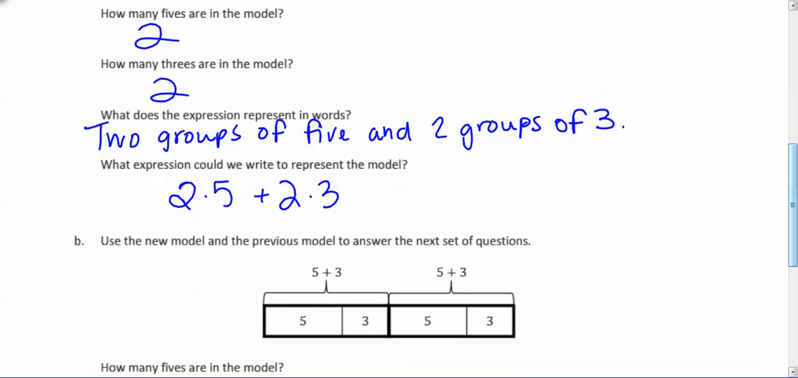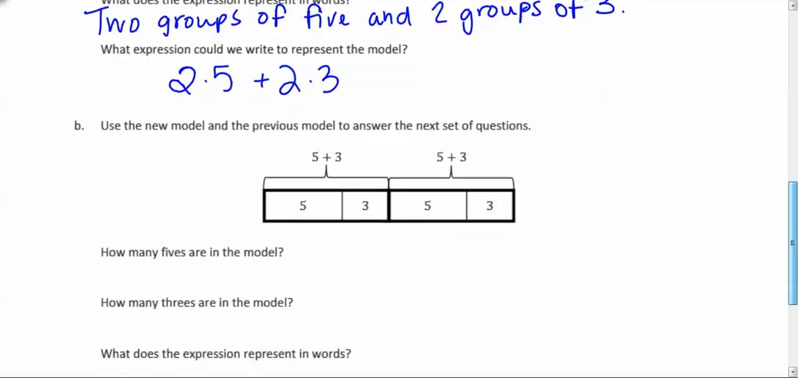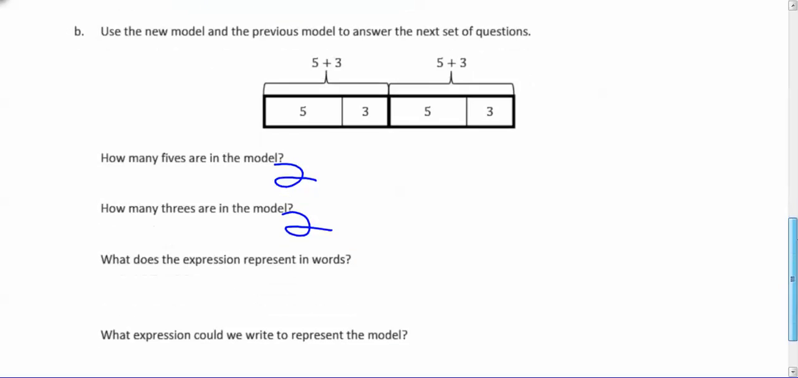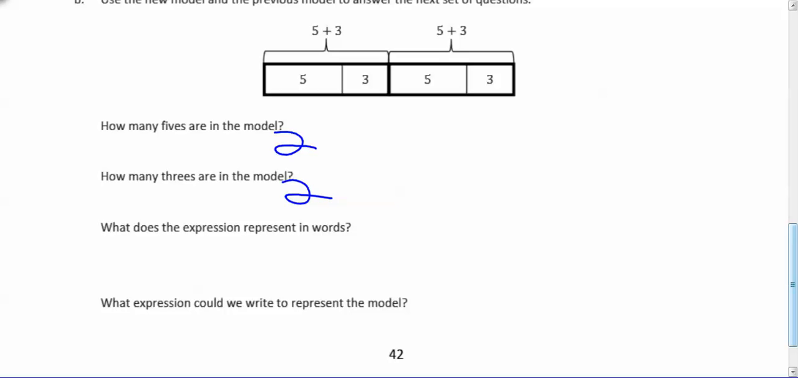All right, so in this case, they switched around the blocks a little bit, and they said, okay, what if we rearranged it so we have 5 and 3 together, and then another 5 and 3 together? So again, how many 5's are in this model? 2. How many 3's? 2. What does this expression represent in words?